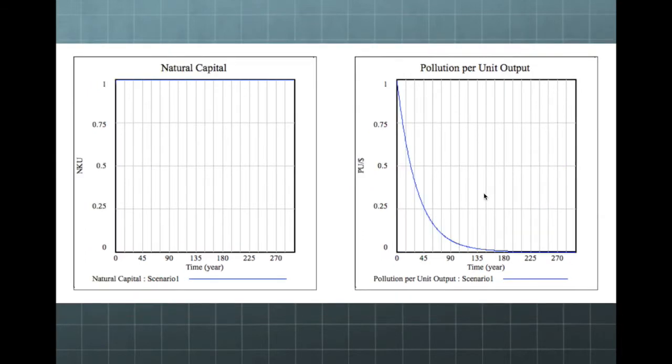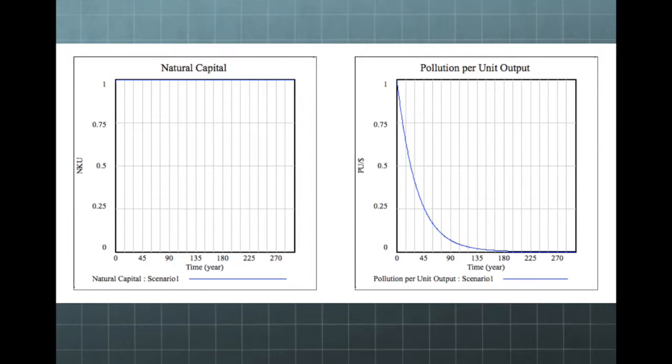If we look at the other two stocks, natural capital in this scenario is pretty much left unchanged. It starts at capacity at 1 and it stays there for the duration. And pollution drops over time exponentially. I think it's probably one of the reasons they call the model Wonderland, because this is a model in which you never run out of nature. There's really very little impact, and pollution goes down over time. So this is like a dream scenario.